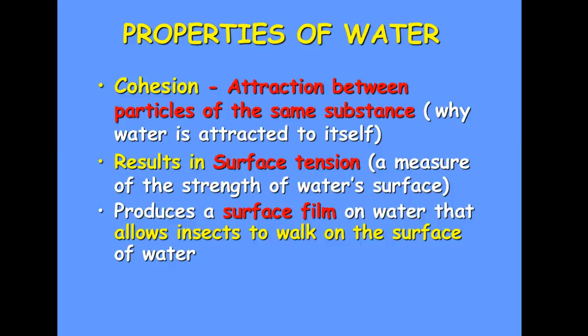is going to produce a surface film on water that allows the insects to walk on the surface of water. And here is a couple of examples in just a minute. Make sure you write everything on this screen.